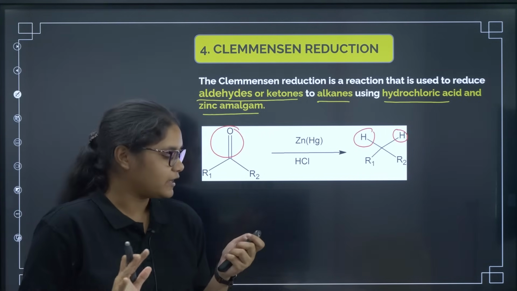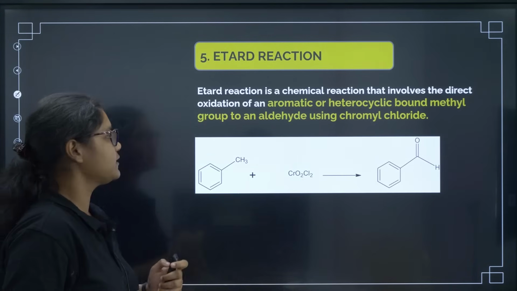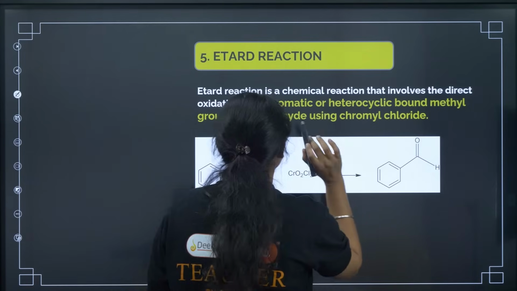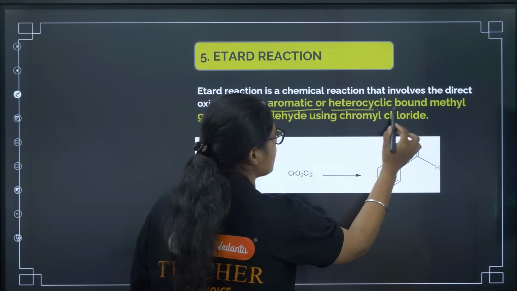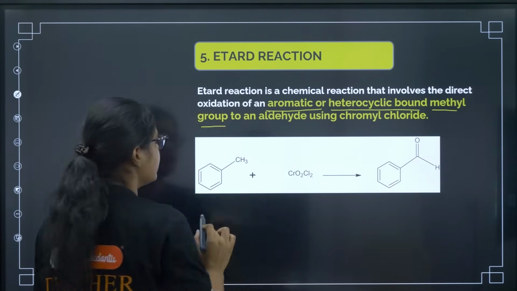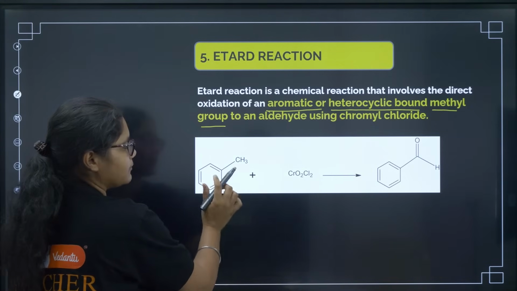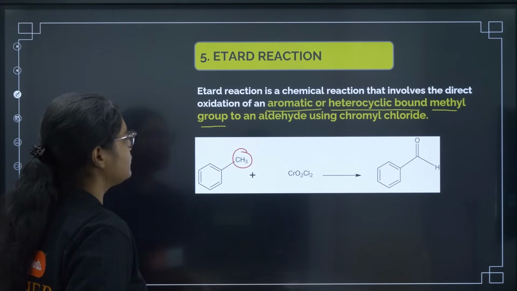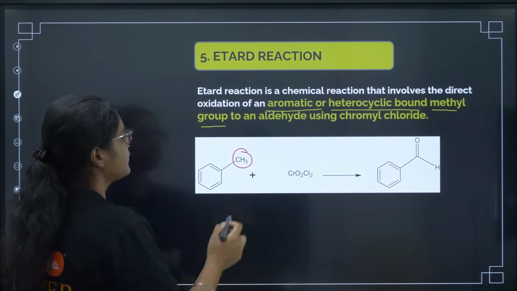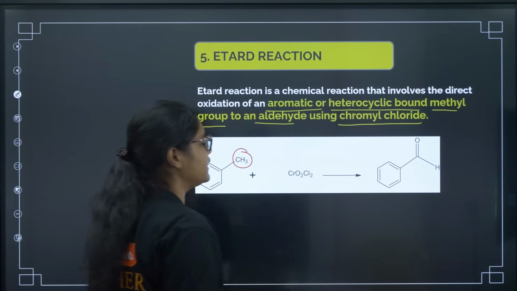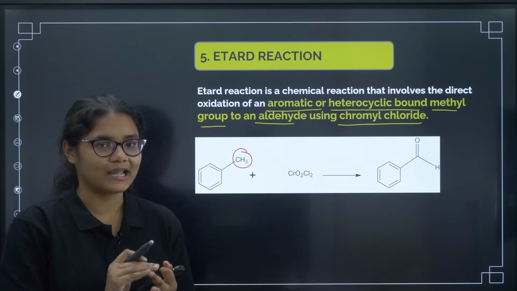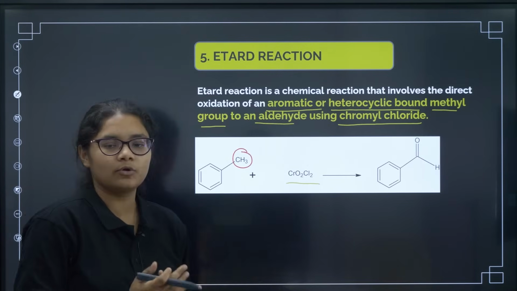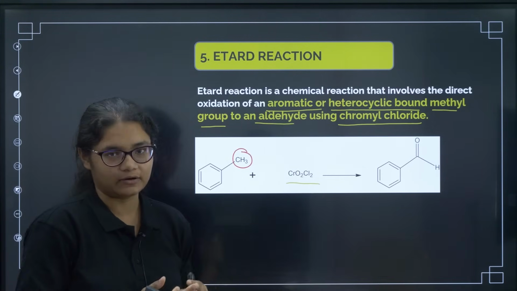So now let us go to the fifth reaction, Etard reaction, again very important one. Etard reaction is a chemical reaction that involves the direct oxidation of aromatic or heterocyclic bound methyl group. So we should have an aromatic compound with a methyl group. That is the reactant. It changes this compound to aldehyde, and what is the reagent here? Chromyl chloride. Again 3 points you will write. Reactant, you can just write down toluene, that will be easy. Reagent is CrO2Cl2, product is aldehyde or benzaldehyde.